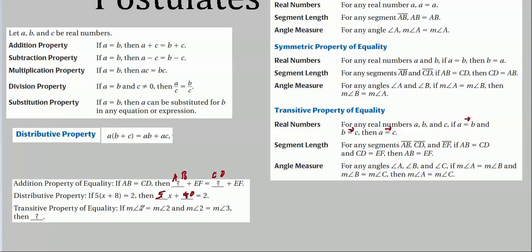And the transitive property. This is the one where you just kind of shoot through the middle one and go straight from there to there. So, we would have the measure of angle 1 equals the measure of angle 3. Boom. Real easy.